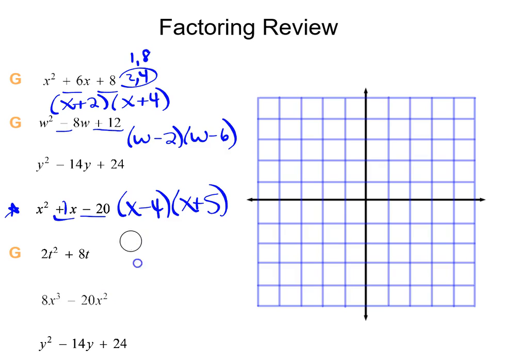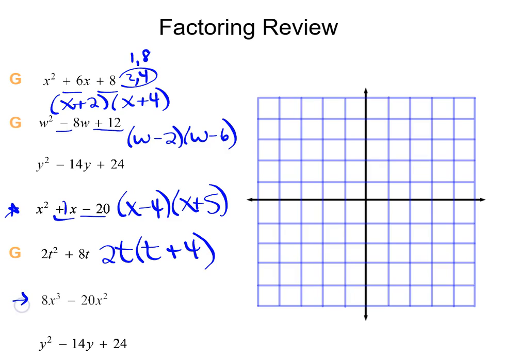Then if we get on to the next one, we notice that it's a binomial instead of a trinomial. So on those, we look for what they have in common. 2t squared and 8t have a 2t in common. So if we factor that out, we get 2t times t plus 4.